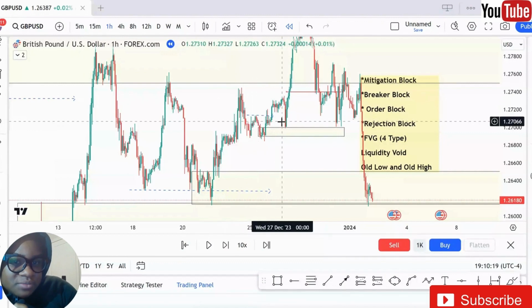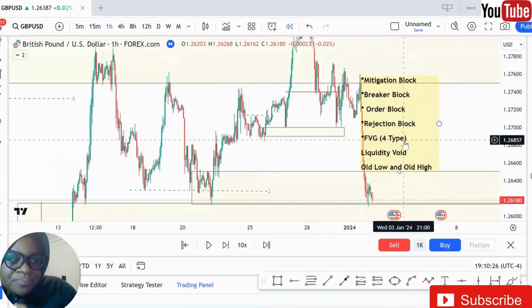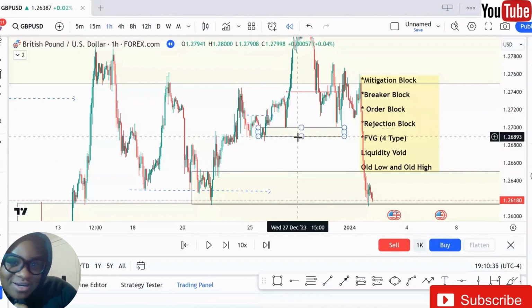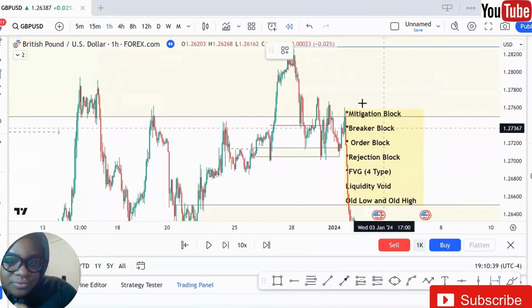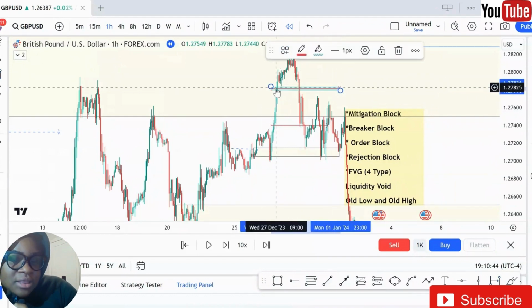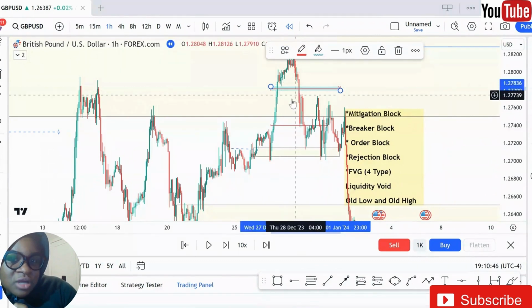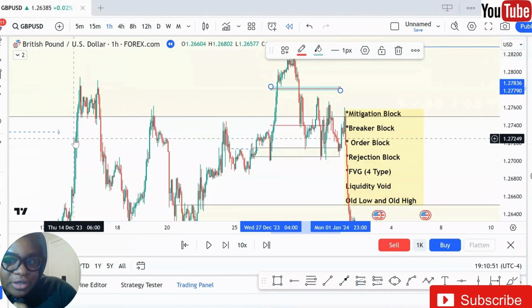The same thing with the shift in market structure, a mitigation block, an order block, a rejection block, a fair value gap. The 4 types: normal fair value gap, implied fair value gap, inversion fair value gap, and balance price range. Balance price range is what I really learned recently, and it's a good way to analyze. This is a balance price range. I learned it from my coach. He really taught me very well. That's a balanced price: you have two fair value gaps in a zone. The market always goes there to react in a very nice way.